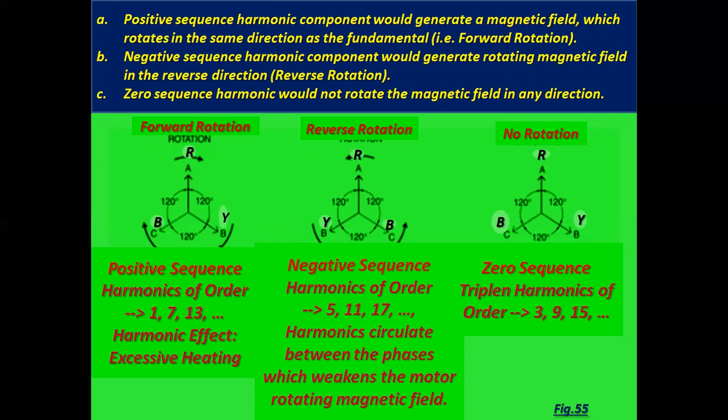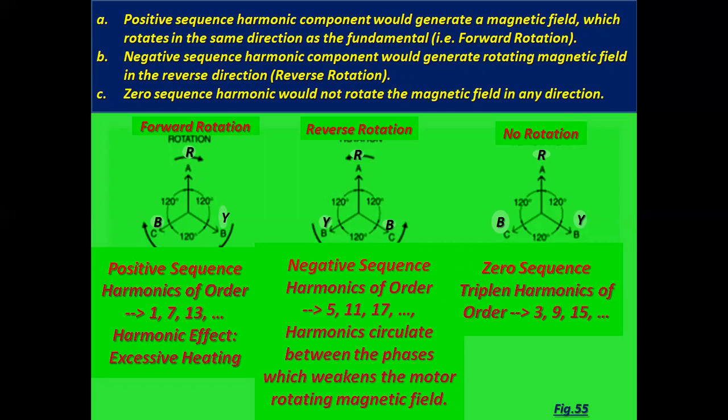B, that is reverse rotation, negative sequence harmonic component would generate rotating magnetic field in the reverse direction, that is reverse rotation. C, zero sequence harmonic would not rotate the magnetic field in any direction. There is no rotation.